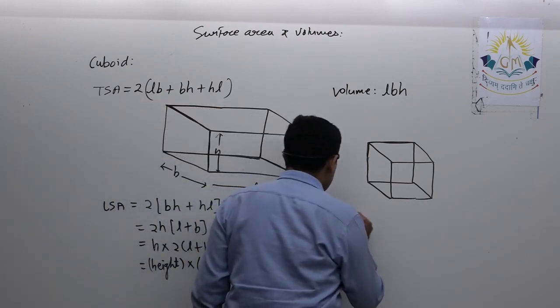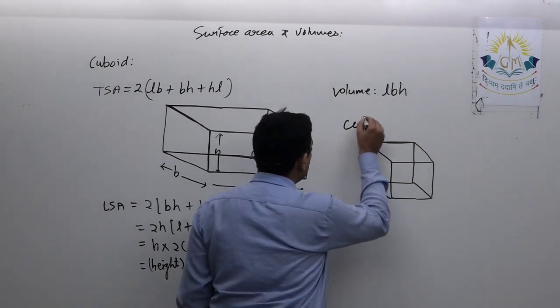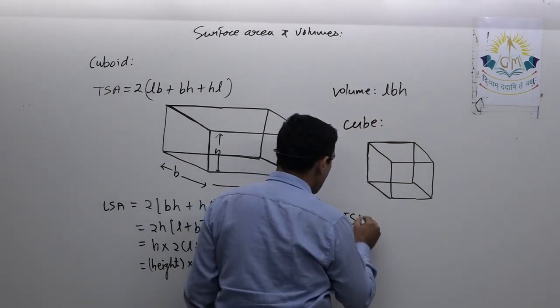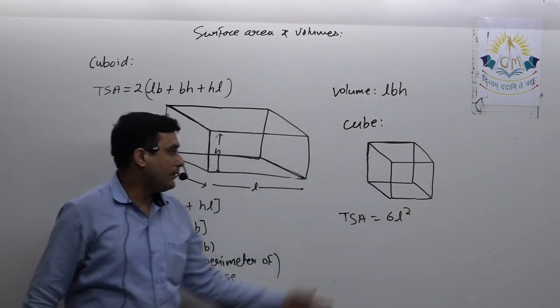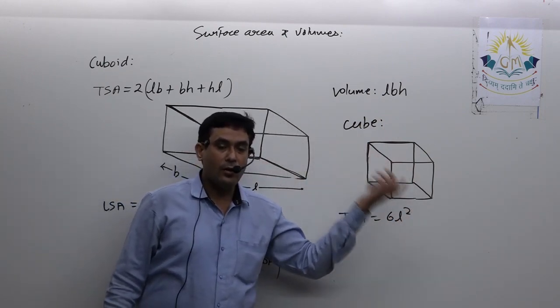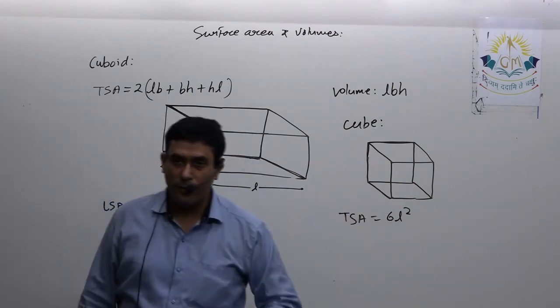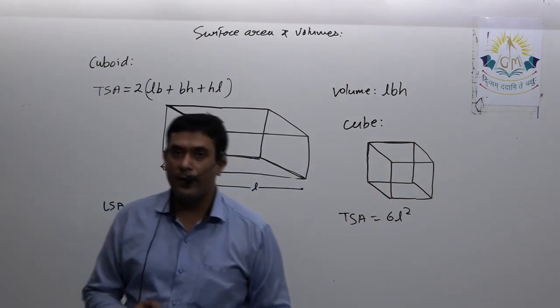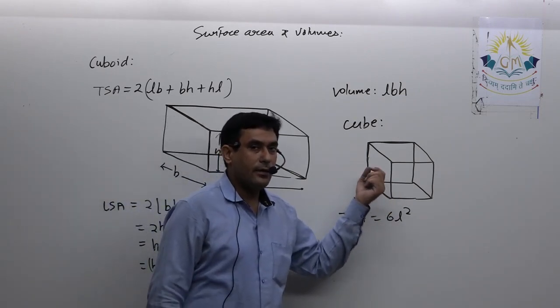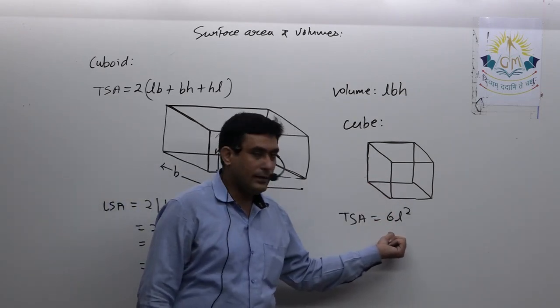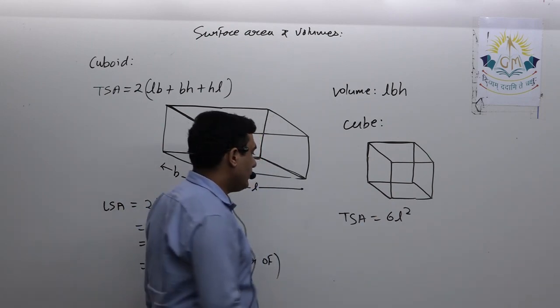So I can say TSA for cube is 6L square. Or in other words, I can say each face of a cube is in the shape of a square and area of square is L square, as it has 6 faces, so its TSA will be 6L square.